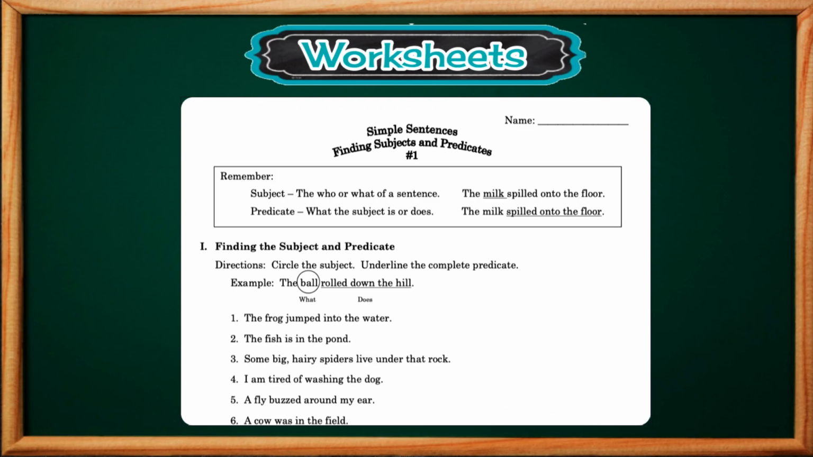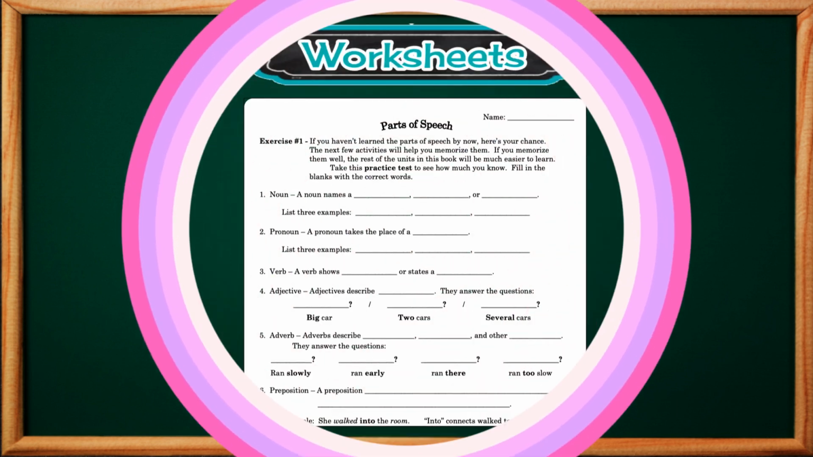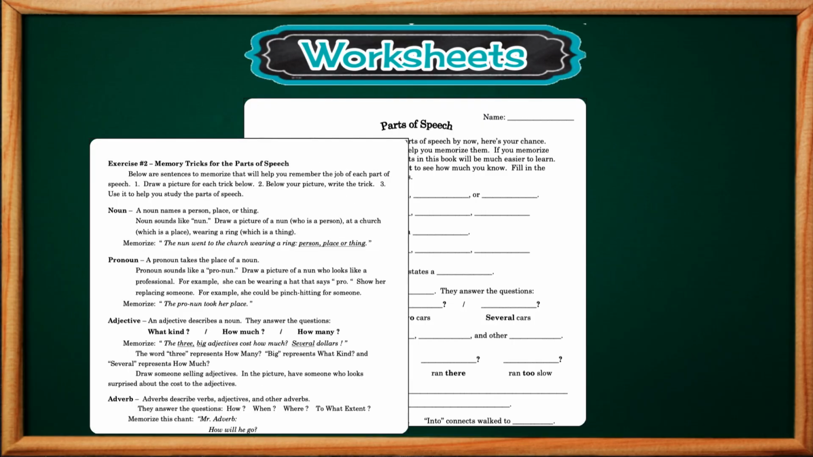So here's simple sentences from earlier in the unit before compound sentences. You can see that in all these worksheets, the students have been learning to identify subjects and predicates for a while. So when they get to compound sentences, it's really easy for them to just focus on coordinate conjunctions and the comma.